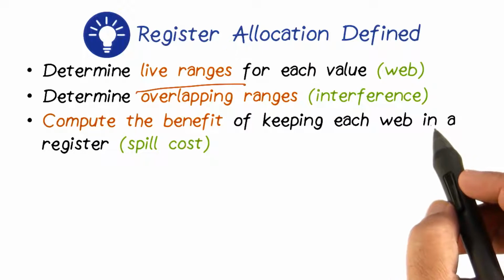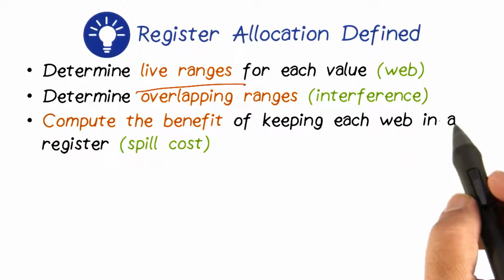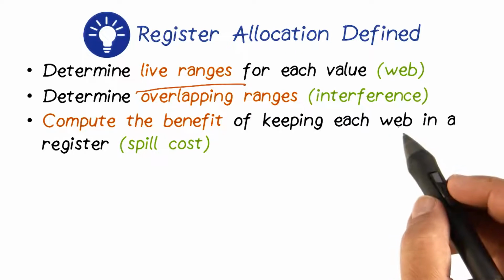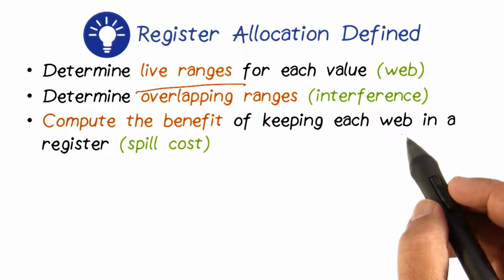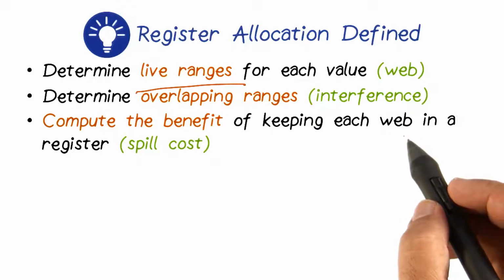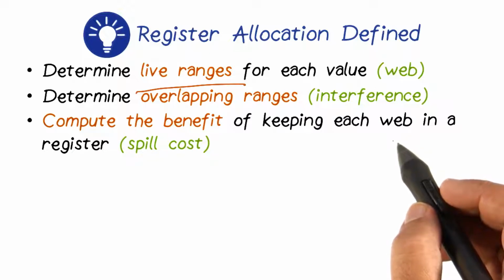Now, having built the interference graph, the next thing that we are going to do is, on each of the live ranges, which is called a web across different basic blocks in this particular case, we are going to find out the benefit of keeping that web in a register through what is called a spill cost. What is a spill cost? Spill cost simply tells us how many definitions and how many uses exist in that range so that we can avoid those many load stores. And that's the benefit of keeping that web in the register.